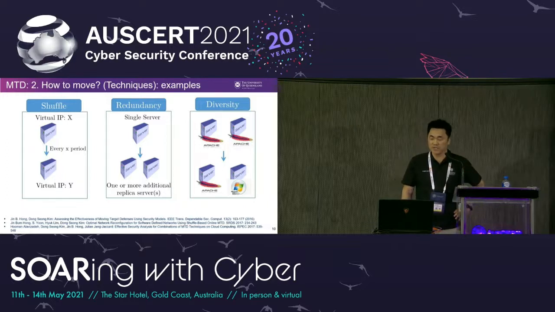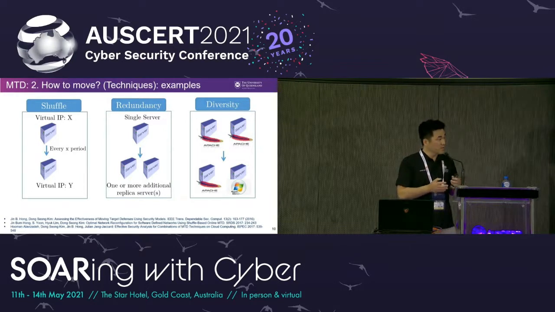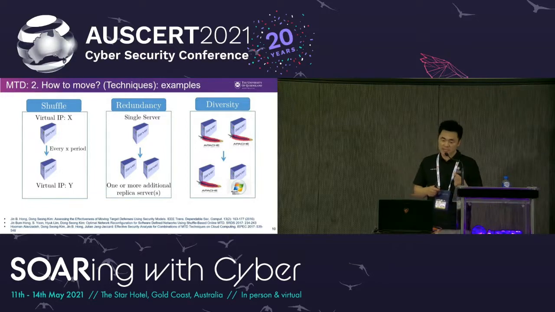The second one is redundancy. Rather than having one single server, you can think about having two servers. This redundancy is not a very new technique, but in system design, it's very commonly used. So if you increase the number of replicas or number of servers, it's good for the availability perspective of systems. So that's how redundancy can be used. And this redundancy can be the same replica, or it can be a diverse replica as well.